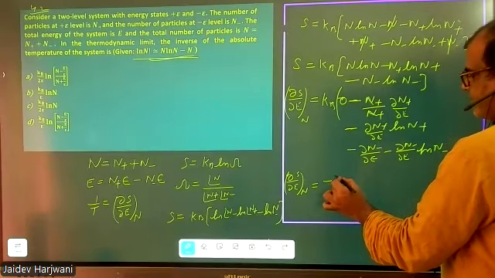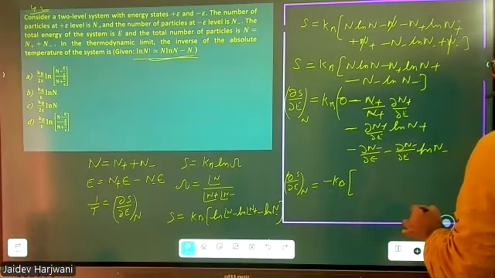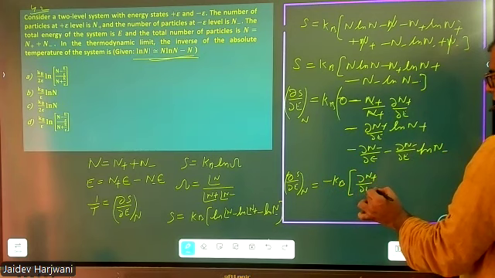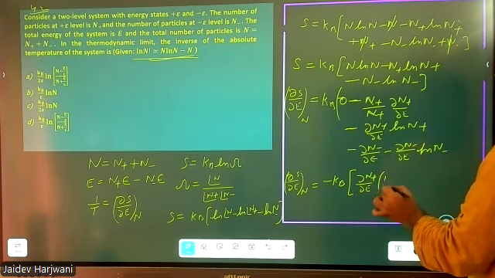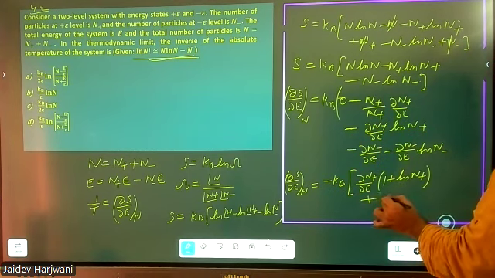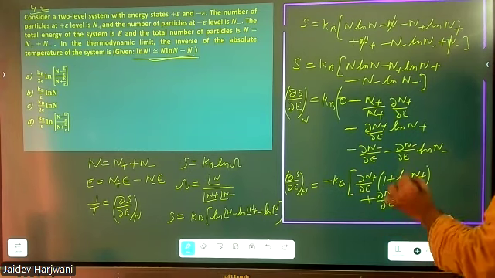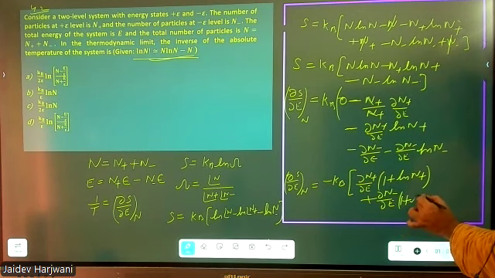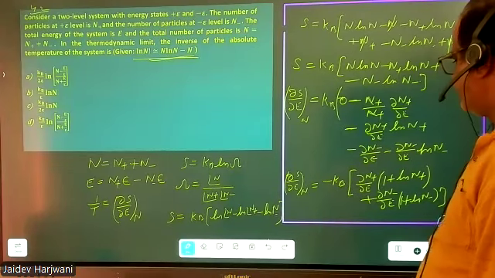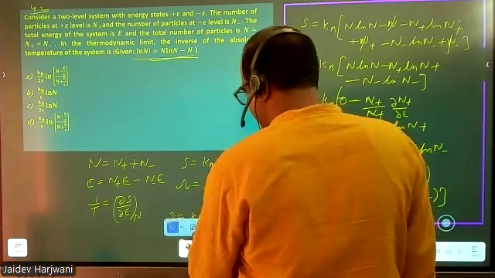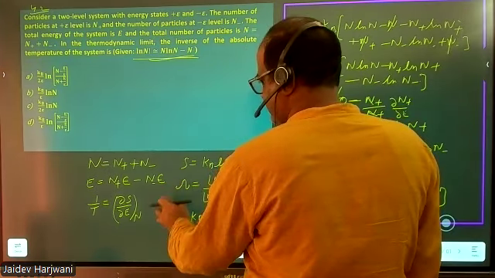Minus I can take common, so this will be minus KB, and del n plus by del E I can take common. So this gives me 1 plus ln n plus, similarly del n minus del E, minus I have taken out, 1 plus ln n minus. So now I just have to put the values of del n plus by del E in this expression.